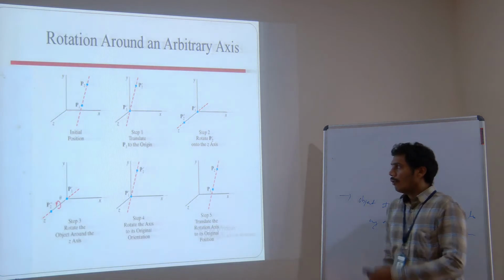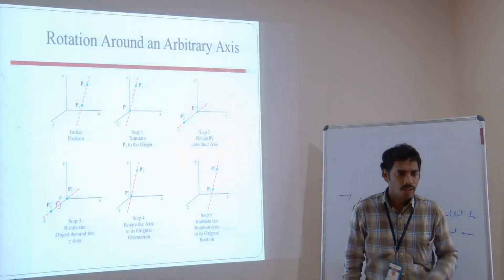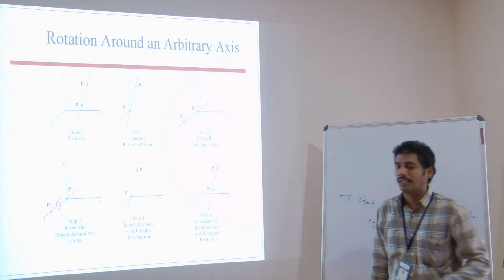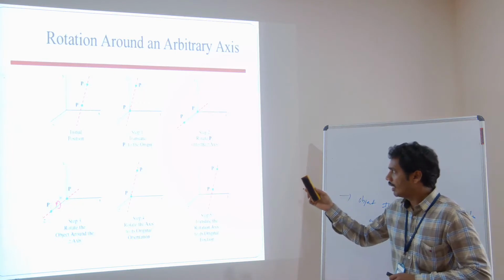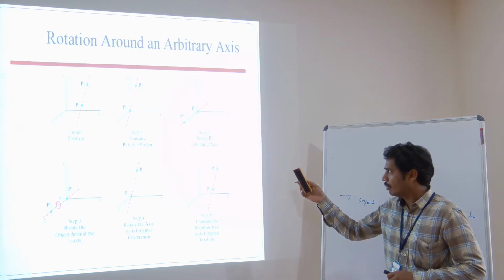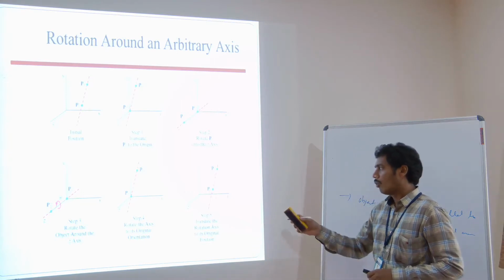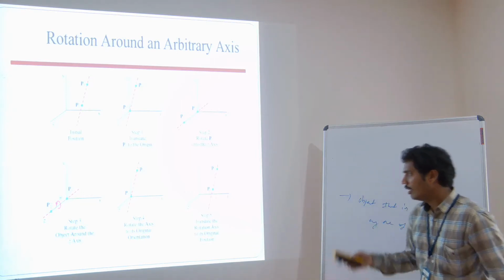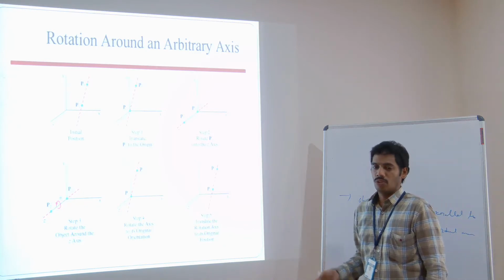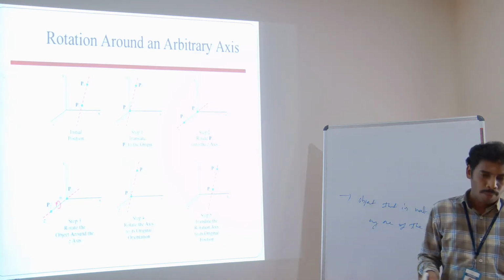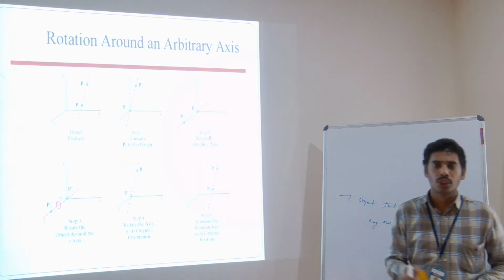Now, if the object is not parallel, I want to use this method. First, translation, then rotation with respect to the z-axis, rotating the object around the z-axis. Then rotate the axis back to its original orientation and translate the object to its original position. This is rotation. So for objects that are parallel and objects that are not parallel, we have to use these two methods.